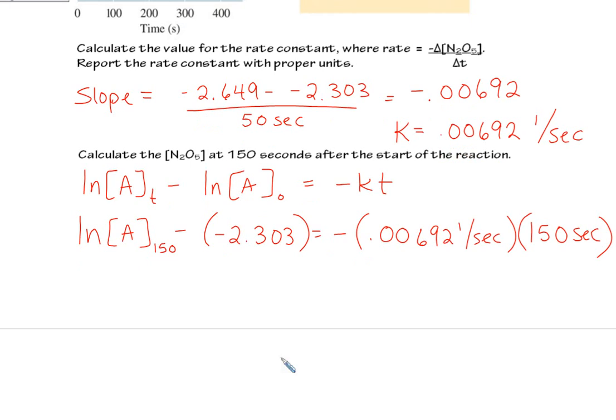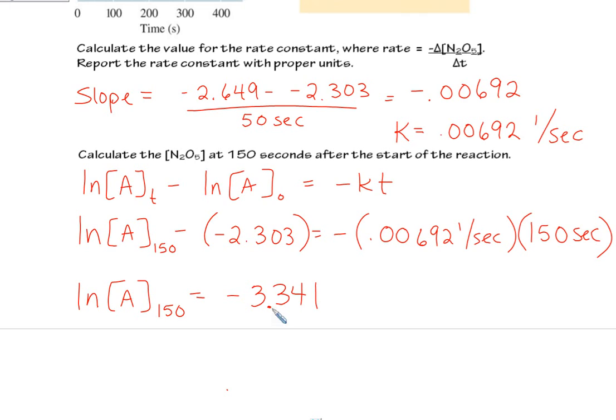Okay, so I'll simplify opposite kt, and then we'll take care of this negative 2.303. Natural log of A at 150 seconds equals negative 3.341. And again, I just plugged all that in my calculator. I just did the algebra. I simplified both sides and solved for my variable, natural log of A at 150 seconds.